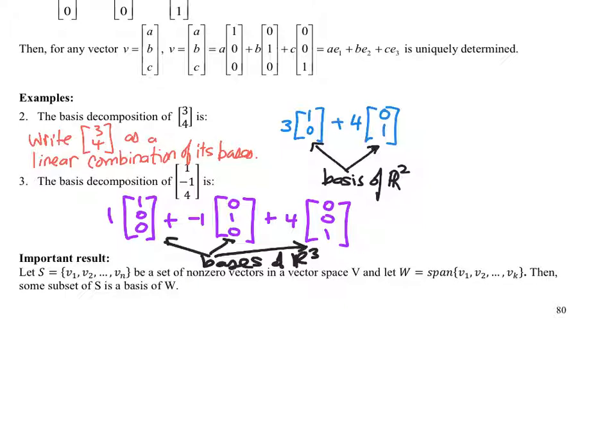All right. So the important result there is that we have S that represents a subset of non-zero vectors in vector space. W represents the span of those vectors. Then a subset of S is a basis of W. All right. So if we know that W spans out all of vector space, and S is defined as that particular vector space, then S forms the basis of W.